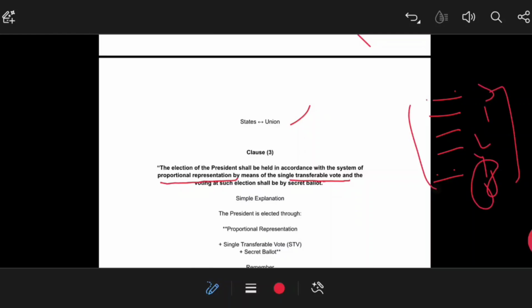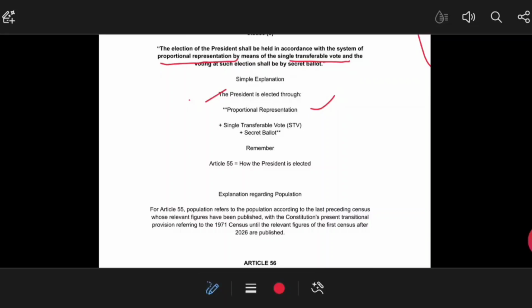Every MP and MLA will vote like this, giving preferences to their candidates, and in the end whoever gets preference number 1 in the largest number will get elected. So the president is elected through proportional representation plus single transferable vote plus secret ballot. Article 55 is talking about how the president is elected.